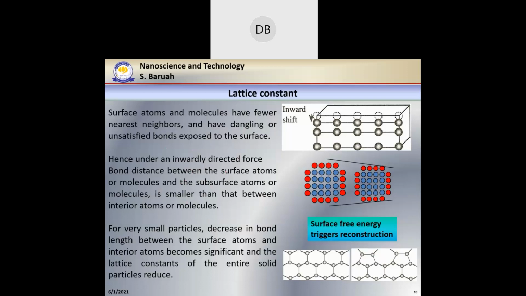So that's why, with an inwardly directed force, the bond distance between the surface atoms or molecules and the subsurface atoms or molecules is smaller than that between interior atoms or molecules. That means if these are the surface, and there's some pressure going on, then these gaps will decrease. So interatomic spacing will decrease. It's more like some form of elastic thing happening, where we forcefully make them smaller, and the spacings will be less.